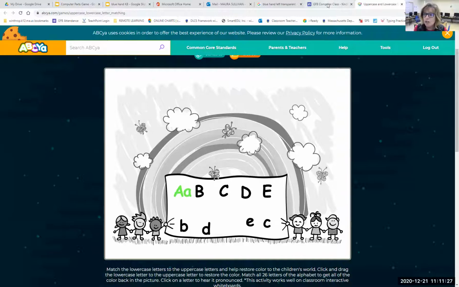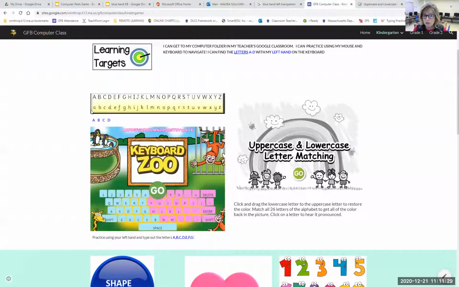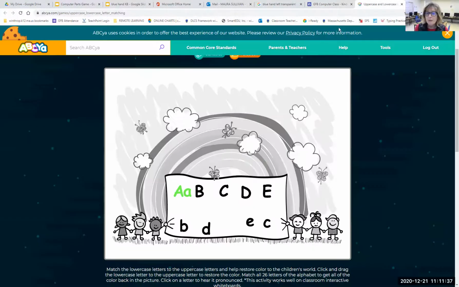And again, if you're not sure what your uppercase and lowercase letters look like, go to your strip if you have one of these at home, or you can use this one. But I find the match. There it is. That looks like a B. I'm going to pick up my B. Now I have to drag it and just put it next to the uppercase B.